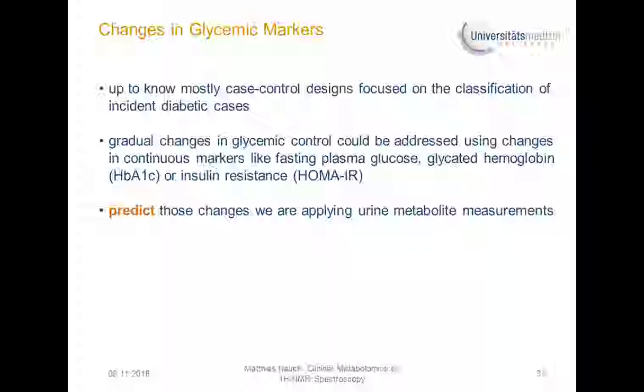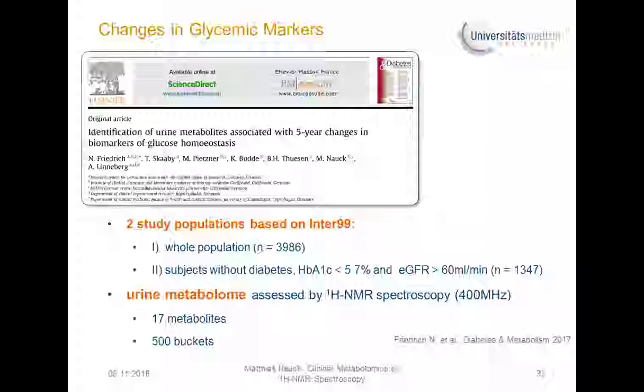So when we look at changes in the glycemic markers, up to now, mostly case-control designs focus on the classification of incident diabetic cases. Gradual changes in the glycemic control could be addressed using changes in continuous markers like fasting plasma glucose, glycated hemoglobin, or insulin resistance. And to predict those changes, we are applying urine metabolite measurements. So we want to look into the future applying these urine metabolites, which is quite promising.